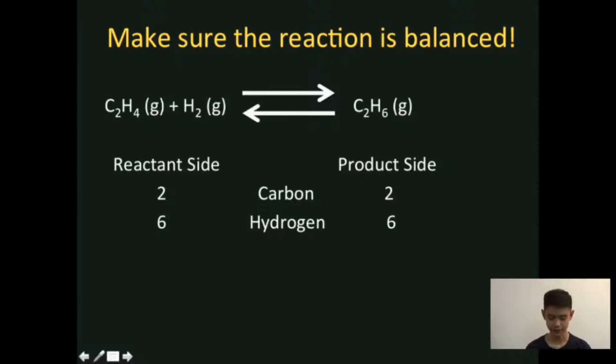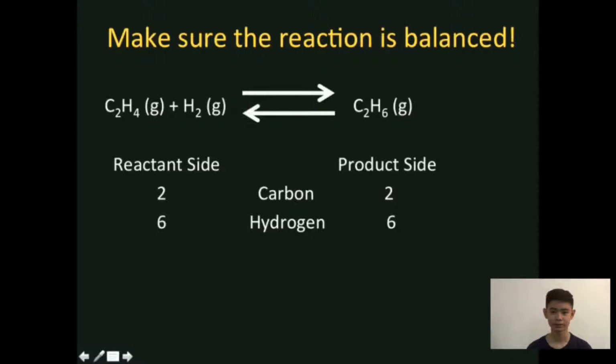Next, let's count the hydrogen atoms. On the left side, we've got 6 hydrogen atoms, while on the right side, we've also got 6 hydrogen atoms. Because the number of the atoms of the elements match for both sides of the equation, we can say that the reaction is chemically balanced.